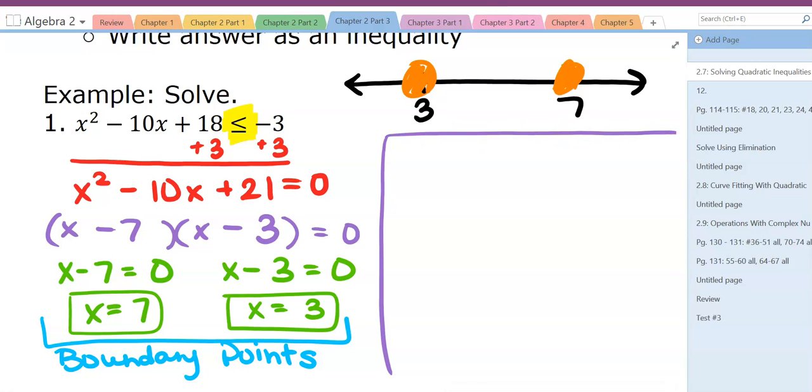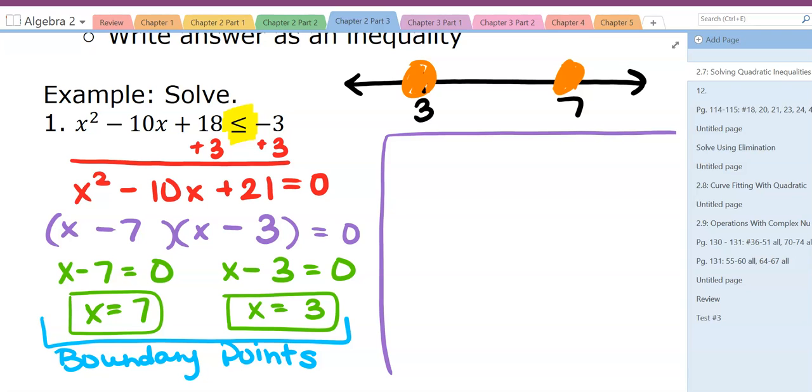So you want to pick numbers that aren't 3 and 7. You want to pick a number that's less than 3, a number that's in between 3 and 7, and a number that's greater than 7. So you want to pick some points that aren't sitting as your solutions right now. And what you're going to do is take that number and put it in for x in the equation that they give you and see if you get a true or false statement, because that'll tell you where you're supposed to shade.